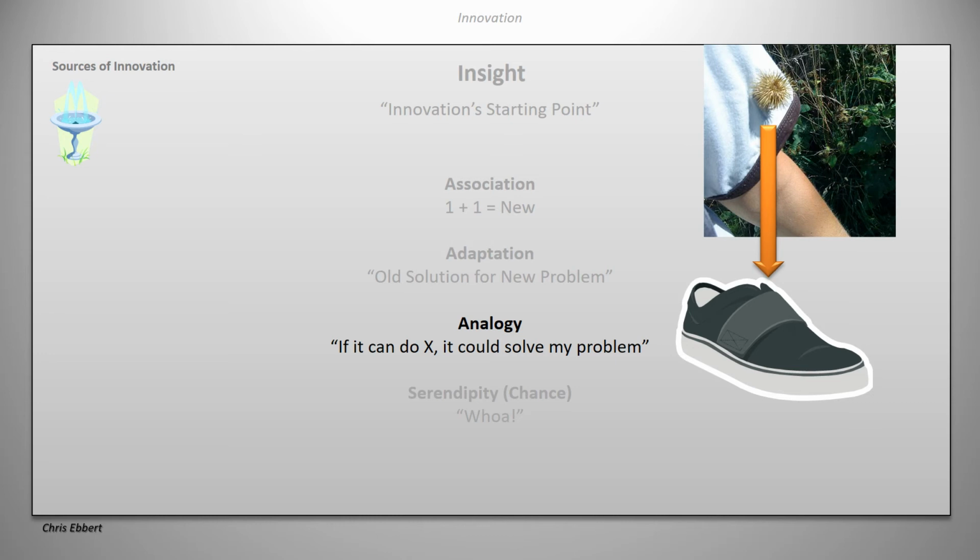Similar to this is the analogy. Legend has it that the inventor of Velcro went for a hike and found that the burrs sticking to his clothing had some very interesting properties. And he suddenly realized, hey, wait a minute, this could actually be put to some good use. If it can stick to my clothing, perhaps we can make that happen on purpose, and perhaps it could be used to close a shoe. And there we go. That was the start of Velcro.